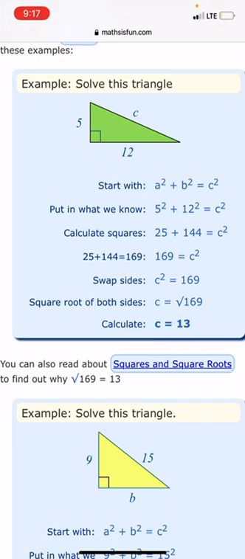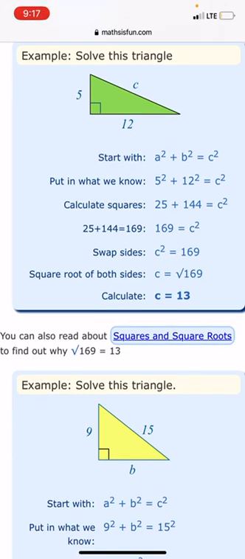Let's swap sides: c squared equals 169. Now take the square root of both sides. C equals the square root of 169, and the square root of 169 is 13. So c equals 13. And why is it 13? Because 13 times 13 is 169.